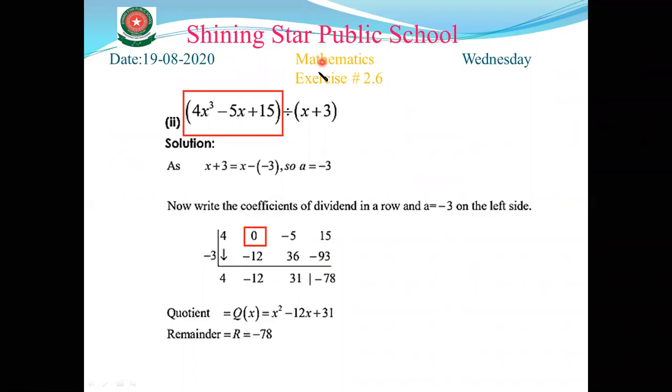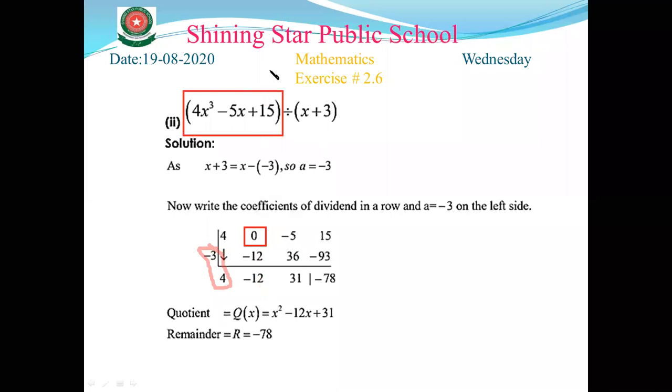Our first step is to take the first term as it is. That is 4. Now we multiply this 4 with minus 3. And when we multiply 4 with minus 3, it becomes minus 12. So that's why we write 12 here. Okay. Now 0 minus 12 is again minus 12.